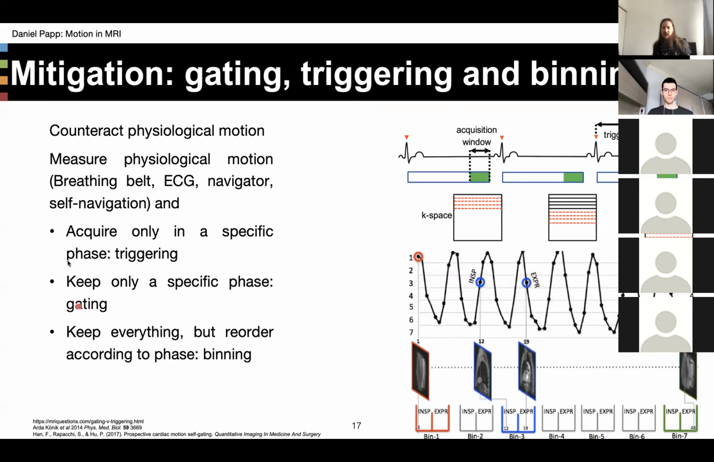The last is binning, in which case we acquire all of our data, and we have here a respiratory monitoring, and we just put our data into corresponding bins of like, this is fully inspired, this is fully expired, and then we just put whatever k-space is into corresponding bins, and we reconstruct all of that. Binning is very useful because you don't waste any of your time, but it's also fairly computationally expensive.